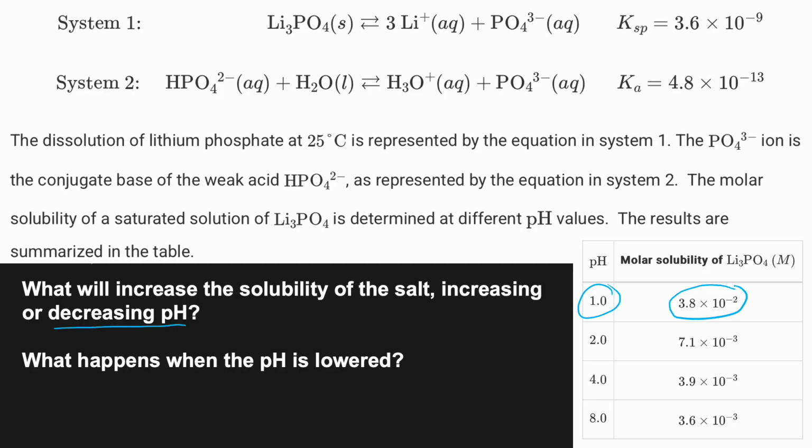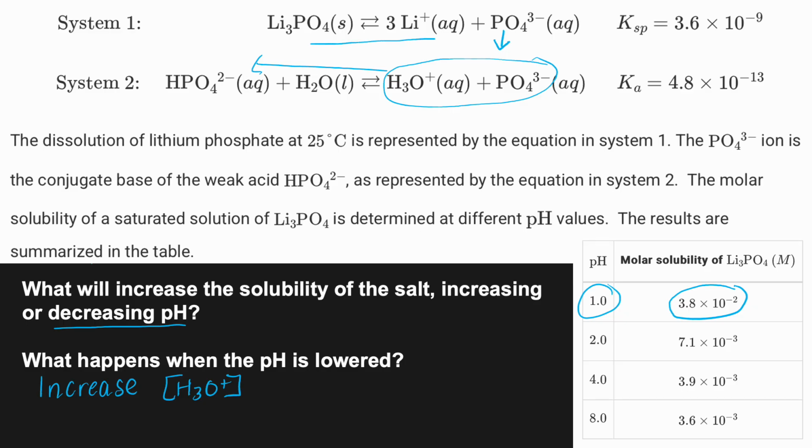Then it says, what happens when the pH is lowered? And if I'm lowering pH, that means I'm increasing my concentration of H+ ions or hydronium ions. And because hydronium is in system 2, we're going to be using hydronium. So by increasing hydronium, I know I am reacting with phosphate ions to produce my weak acid and water. And because of that, I am decreasing my number of phosphate ions, so this equilibrium is going to shift towards that phosphate, which would increase the solubility of our salt.